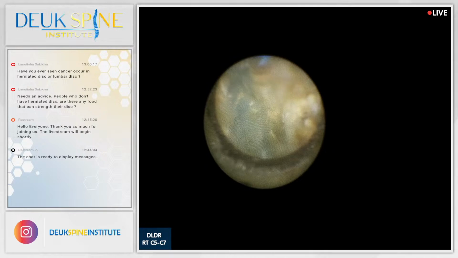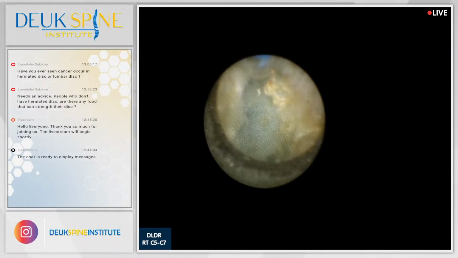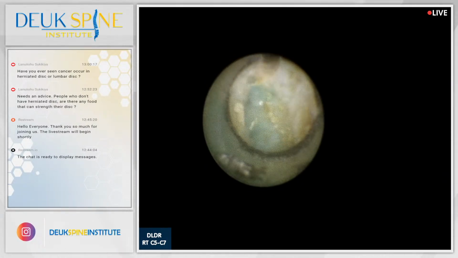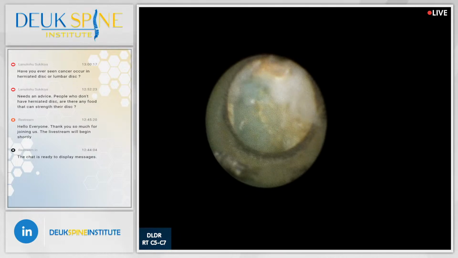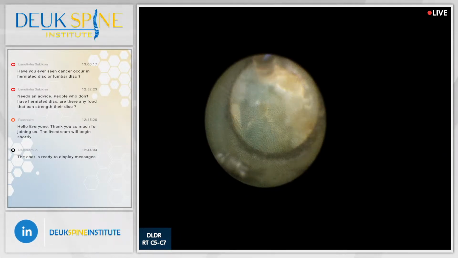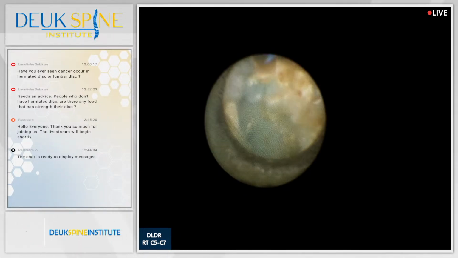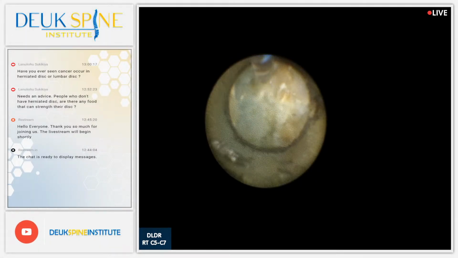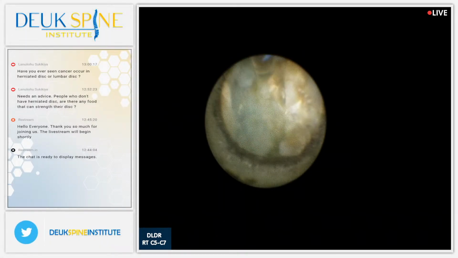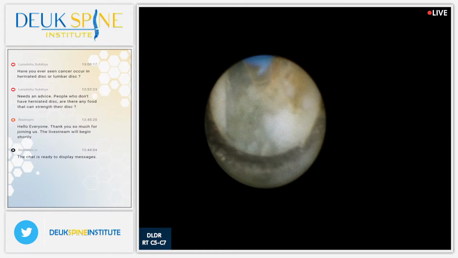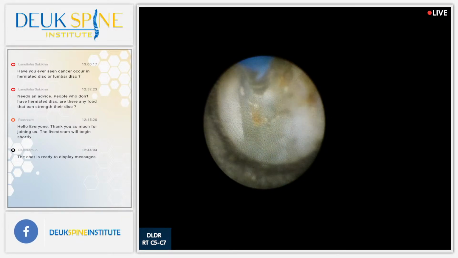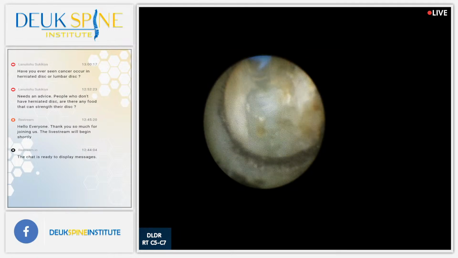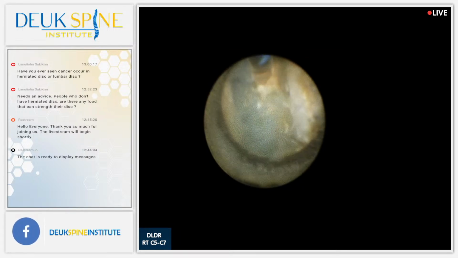All right, you can see fibers of the posterior longitudinal ligament. That's the foramen. Scar tissue, calcium deposits, herniation, all that wonderful stuff back there, but this is a very abnormal disc. Those are fibers of the PLL, posterior longitudinal ligament.